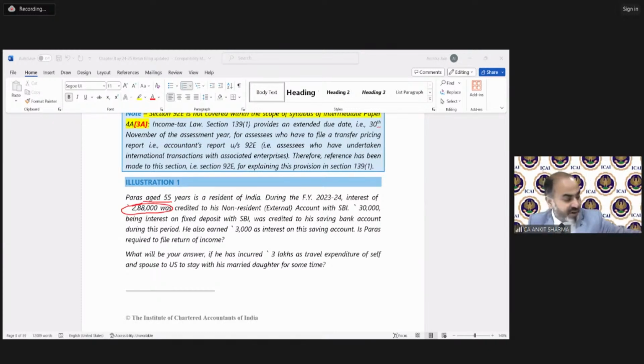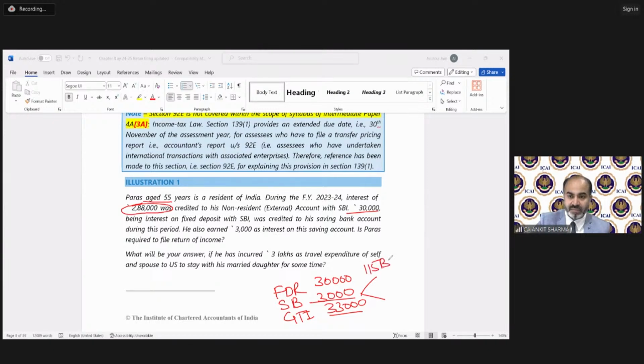So this 2,88,000, which is the interest from the NRE account, is technically exempted. We have discussed this provision under income from other sources, that any interest earned on an NRE account is going to be exempted. So income will be 30,000 FDR income and 3,000 interest on savings account. So his GTI is technically only 33,000. If he falls under section 115BAC, then he cannot claim the savings bank interest deduction under section 80TTA. So his TI will be 33,000.